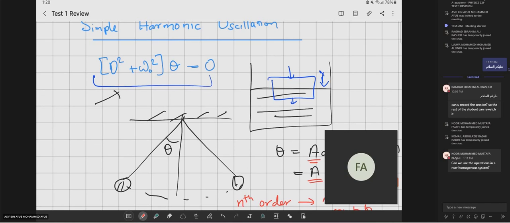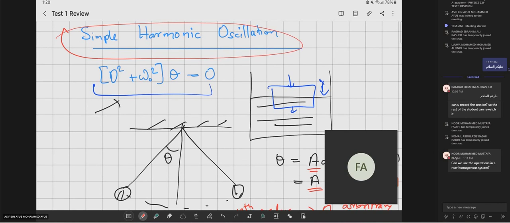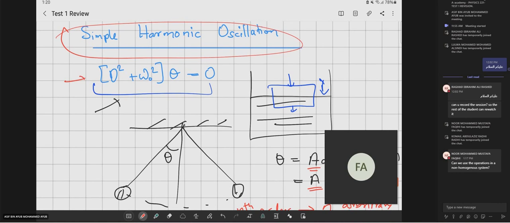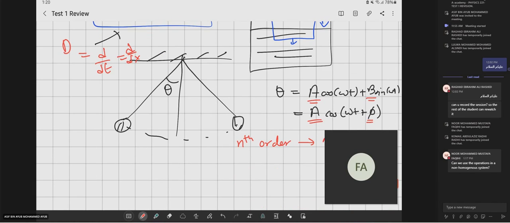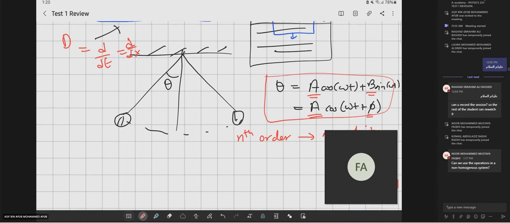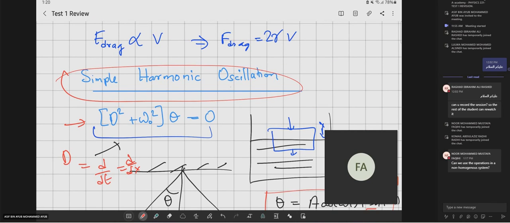So this is what simple harmonic motion is all about. If you have a differential equation of this form, where d is d over dt or d over dx depending on your problem, and if you have a solution of this form, you have simple harmonic oscillations. And with that, I've finished.